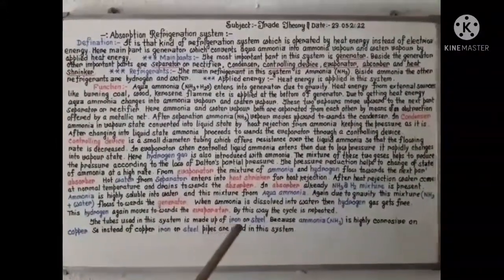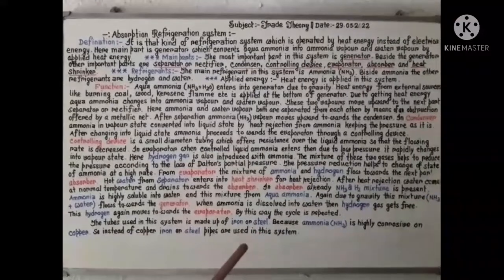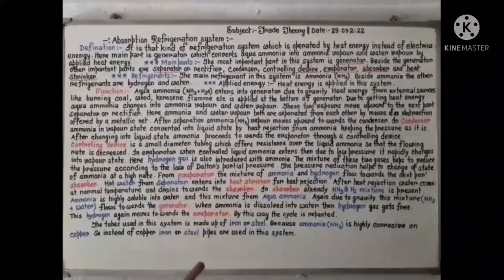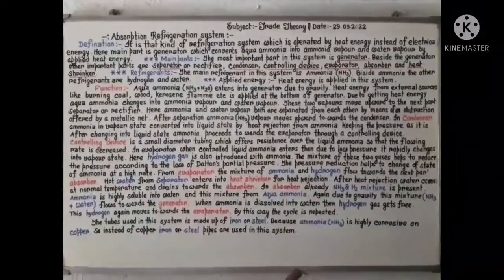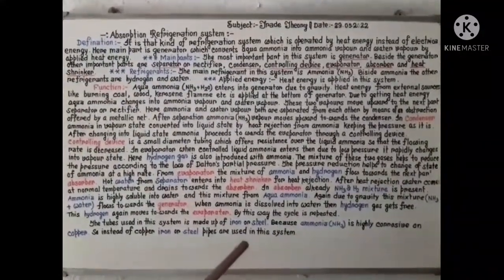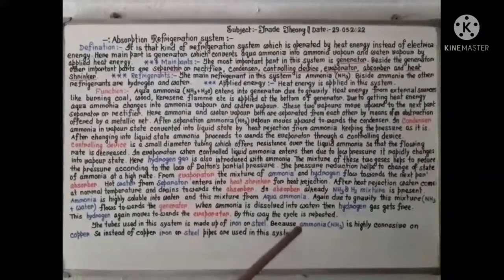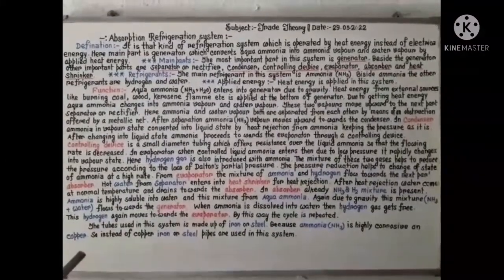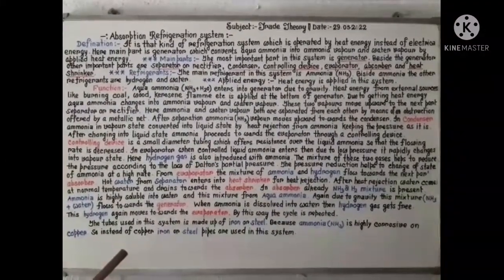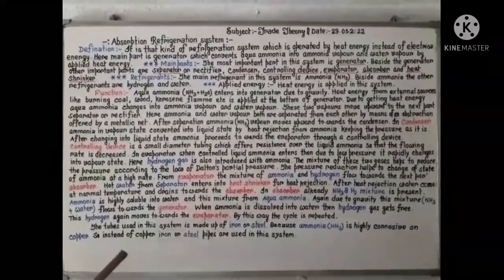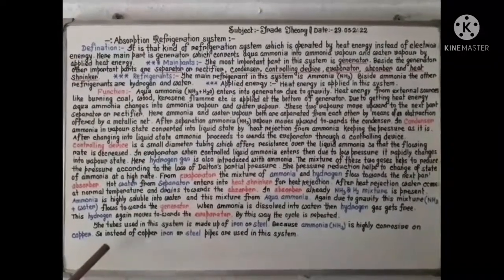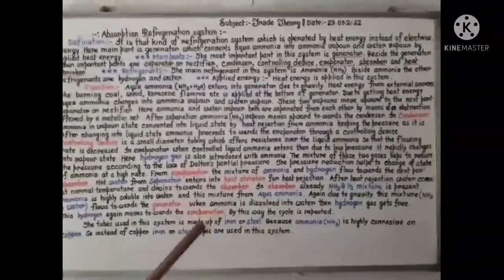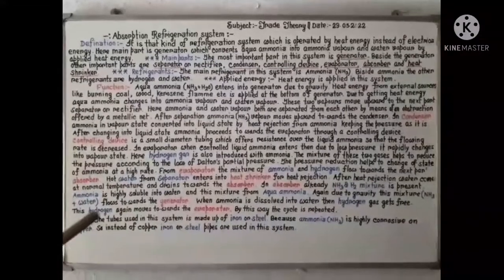Here, iron and steel tubes are used instead of copper. In a conventional refrigeration system we generally use copper tubes, but here we can't use copper tubes because ammonia is highly corrosive on copper. So a copper tube will be damaged very soon and it will get leakage. That's why we can't use copper tubes. So instead of copper, iron or steel pipes are used in this system. So this is the main feature.